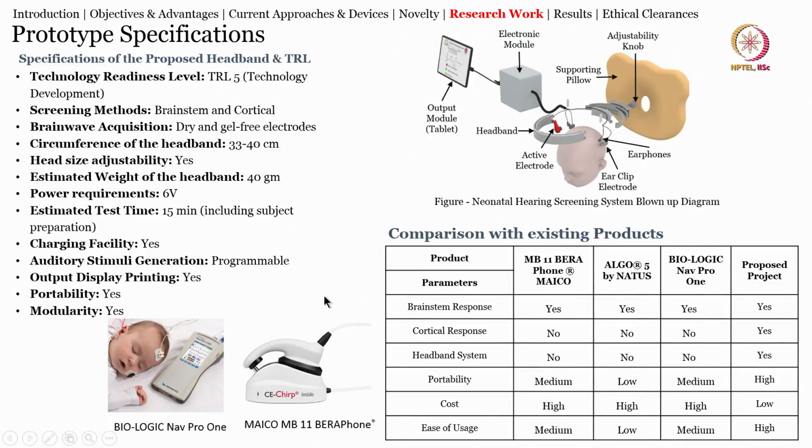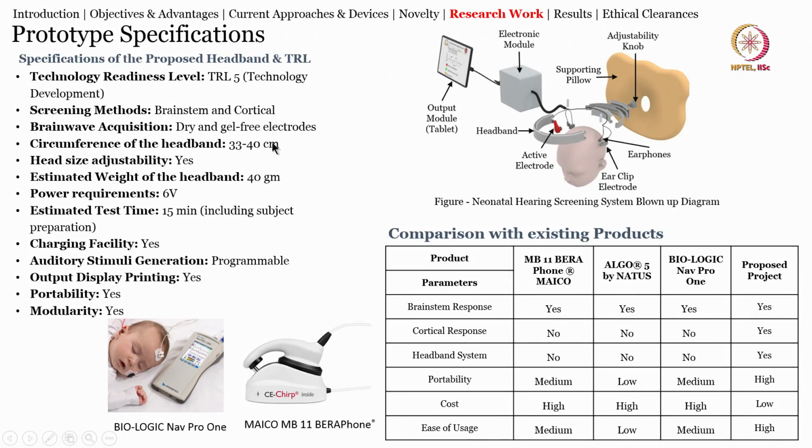So, let us go to the next slide. Now, here what do we see? Here we see a prototype specification. Once you develop a system, you need to compare it with the existing systems. So, this is a Nav Pro 1, and there is another one, the MB11 BERAphone, right. Both of these are extremely costly, but at the same time the technology readiness level of our system here is about TRL 5. The screening method is brainstem and cortical.